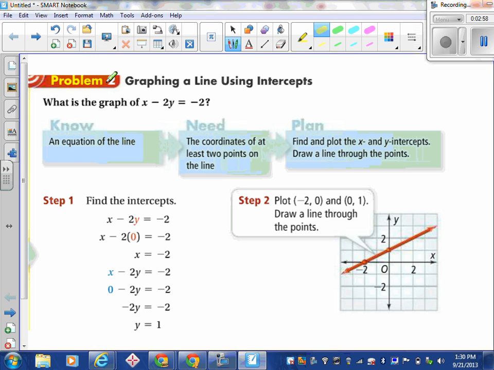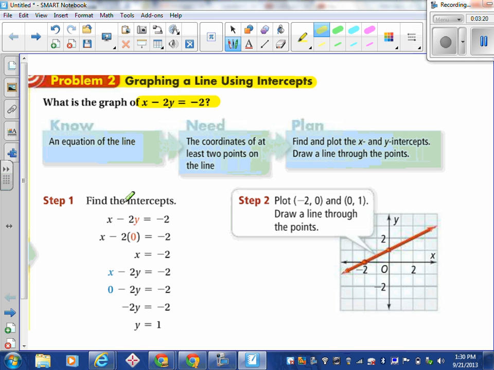Let's take a look at problem number 2, graphing a line using intercepts. If we have the equation x minus 2y equals negative 2, we need to find the x and the y intercepts using standard form.